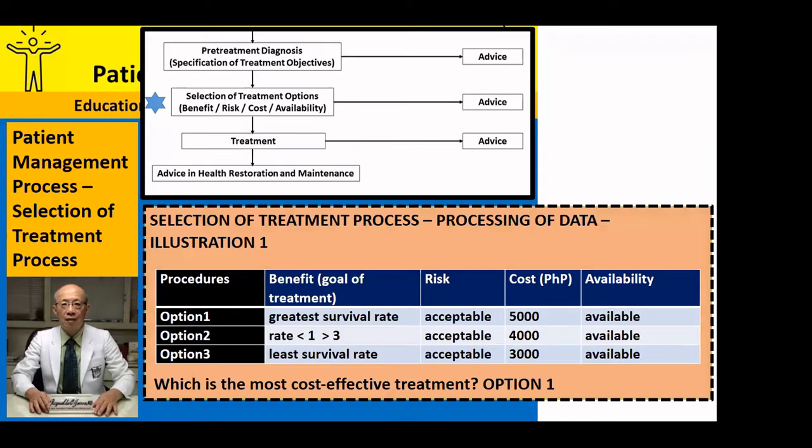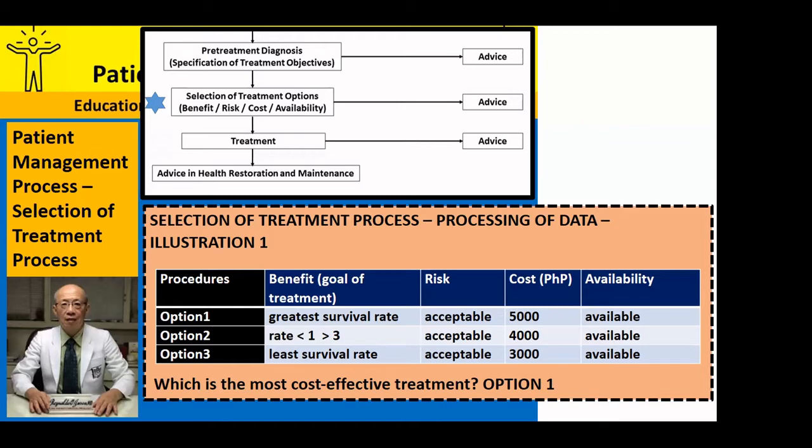Illustration number 1, okay. Greatest survival rate for option 1, the least survival rate for option 3, and then in between is the option 2. Okay. Let's suppose that the risks are all acceptable, minimal, and then the cost for each option will be 5,000 pesos, 4,000, and 3,000 respectively. And then let's say all the treatment procedures are available. So the question is, which is the most cost-effective treatment?